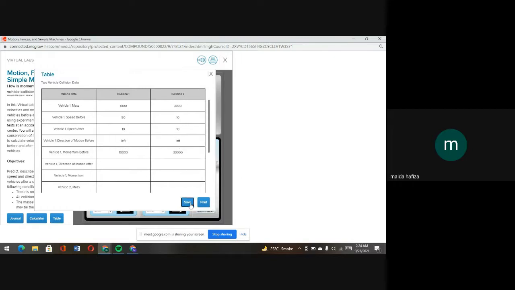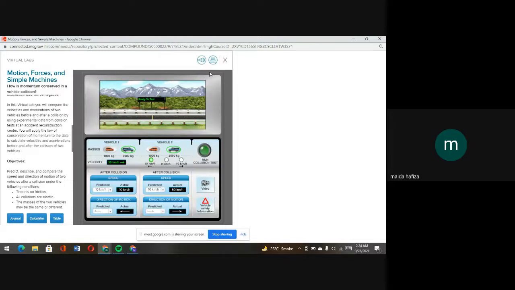So this is the lab of motion, force, and simple machines, in which you will study motion, forces, Newton's third law, and also momentum and the law of conservation of momentum. Thanks.